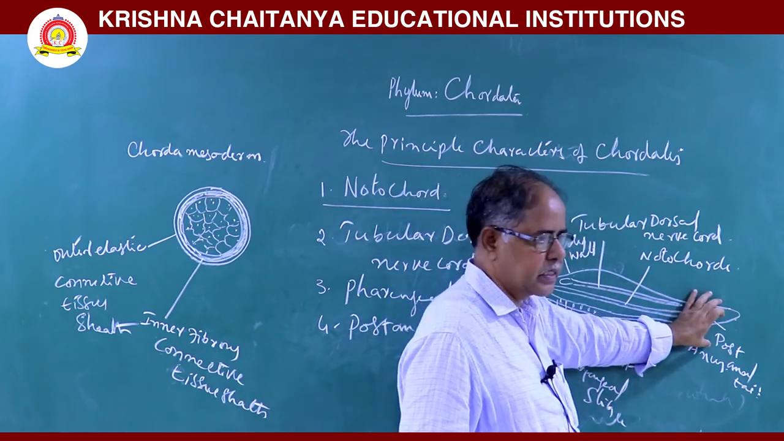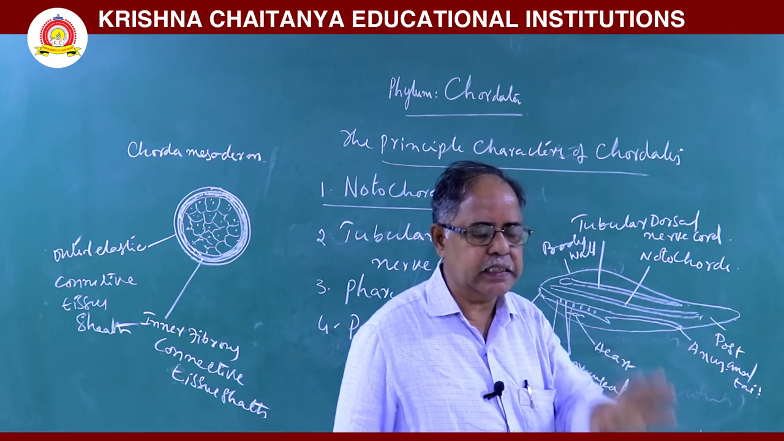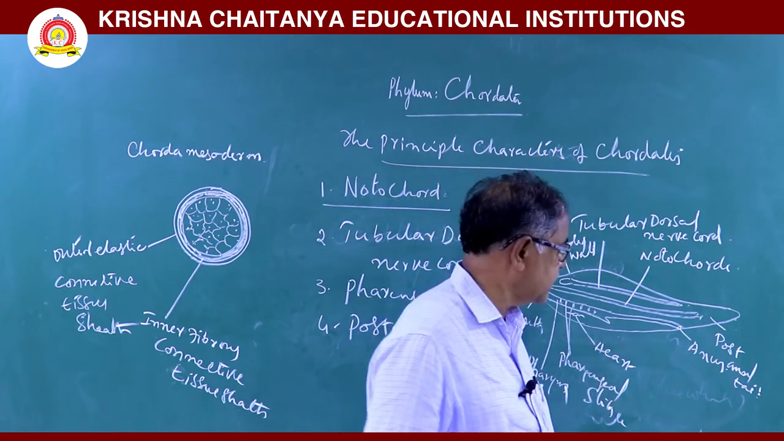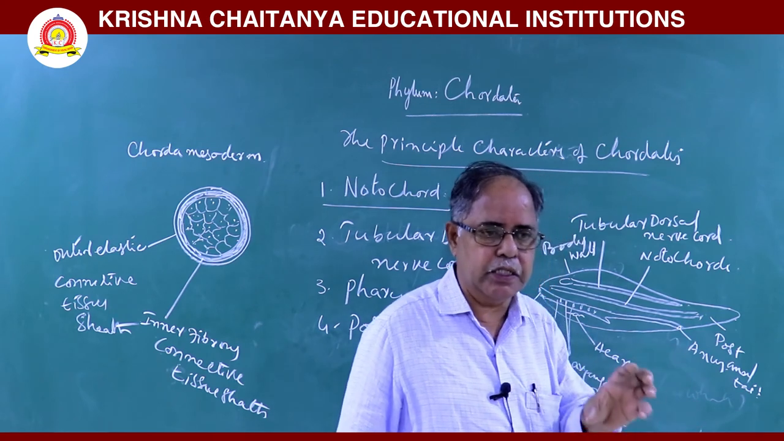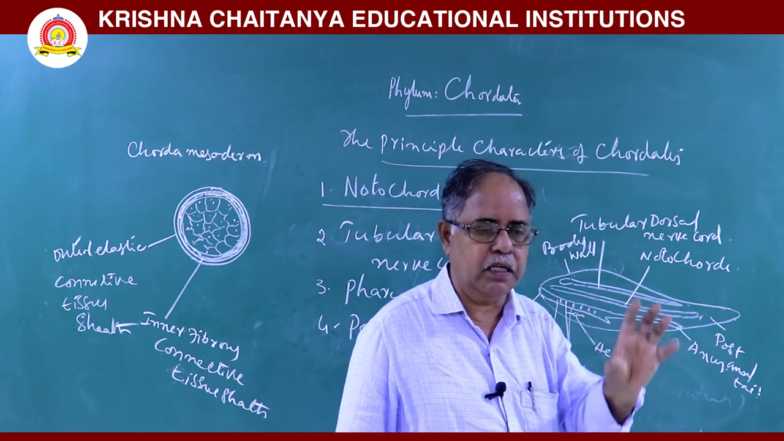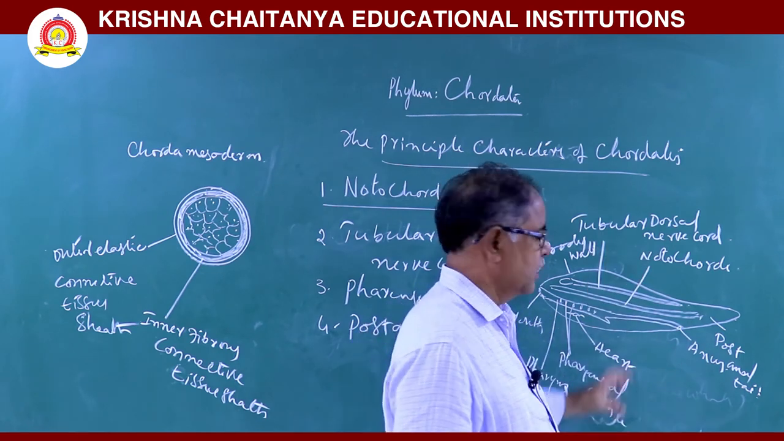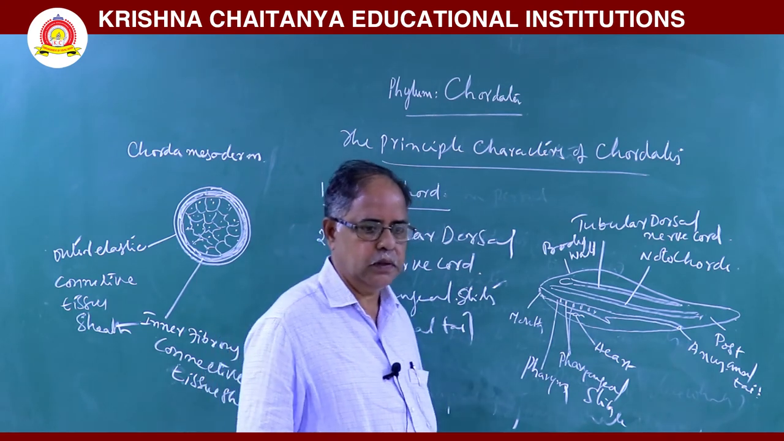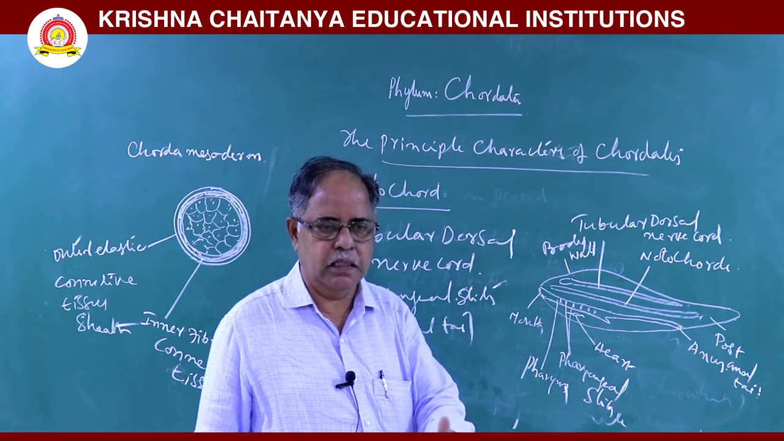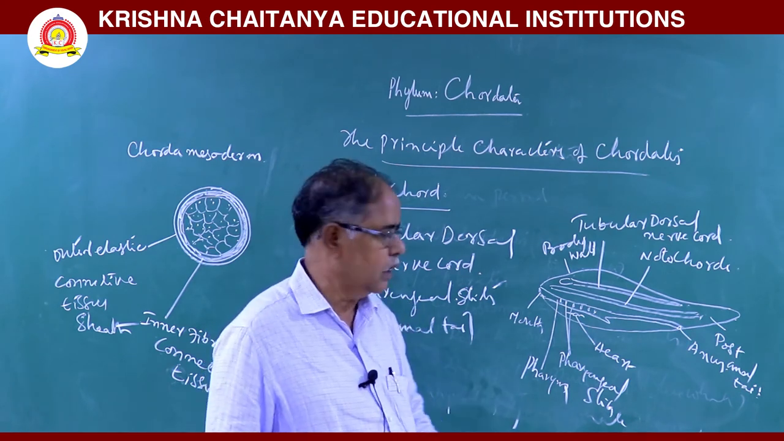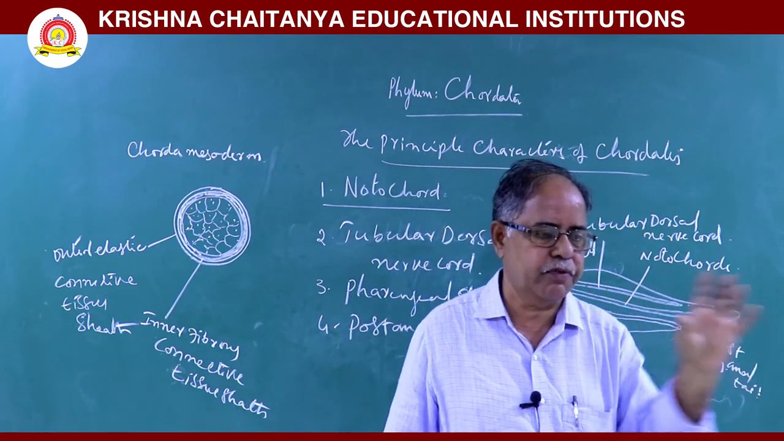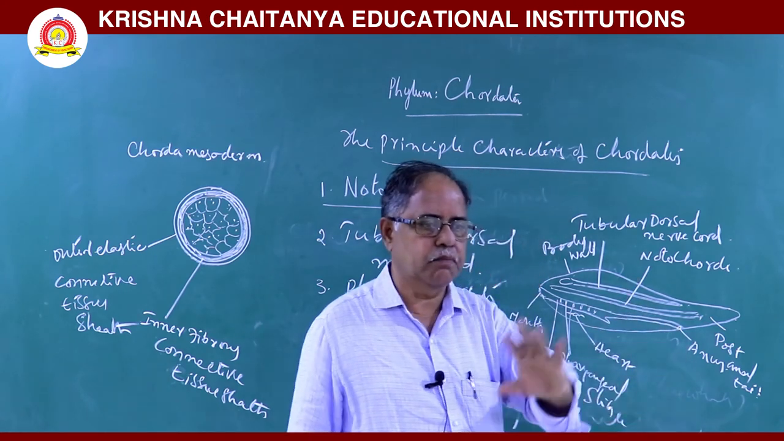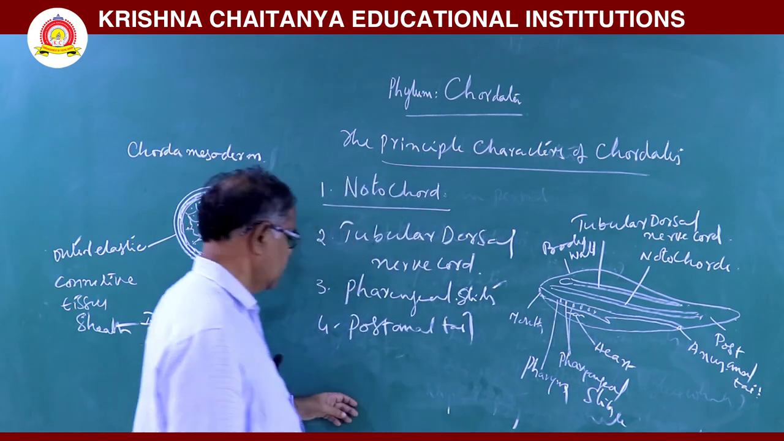Next, the post-anal tail possesses a skeletal structure and muscle. Here, coelom and visceral organs are absent. In aquatic animals, this tail is used for propelling force. In some animals, this tail is used for balance, for example, kangaroo. This is about the post-anal tail.